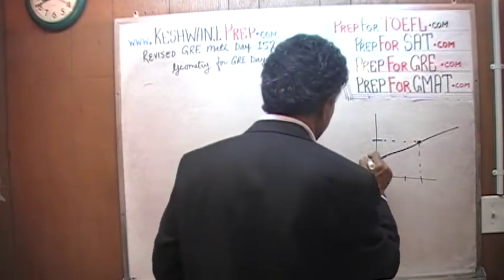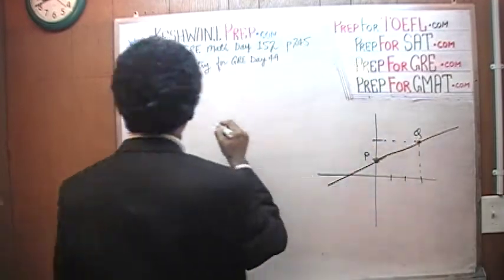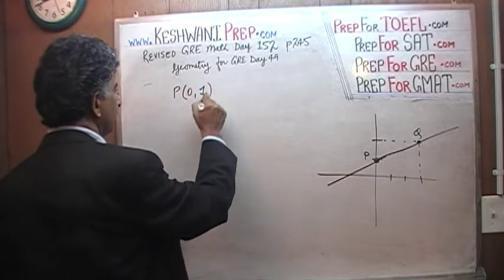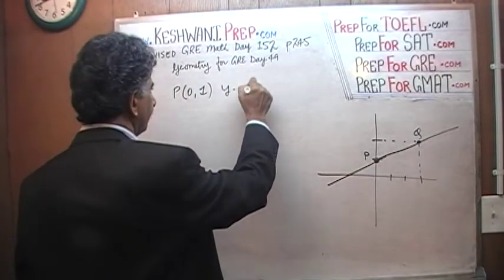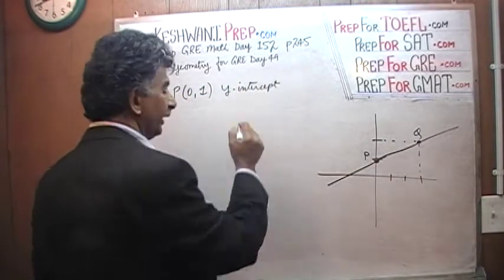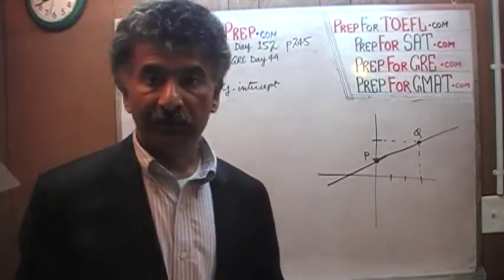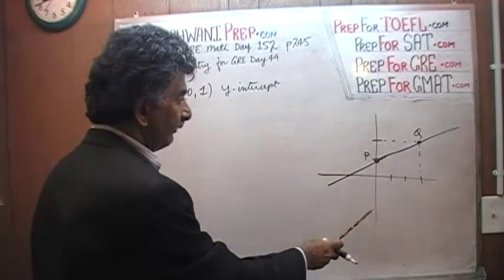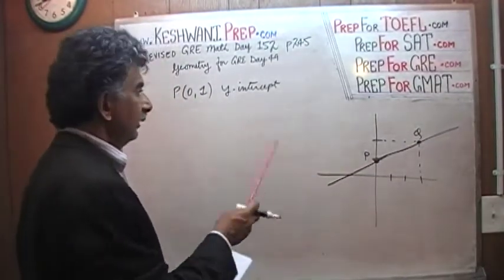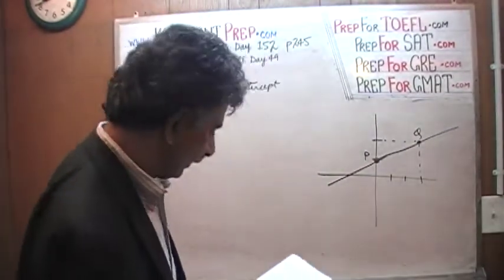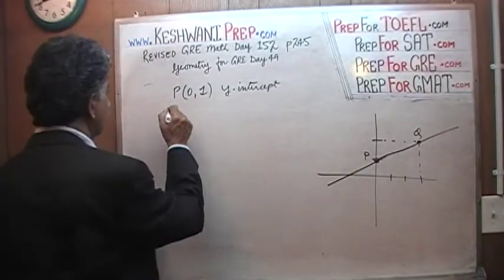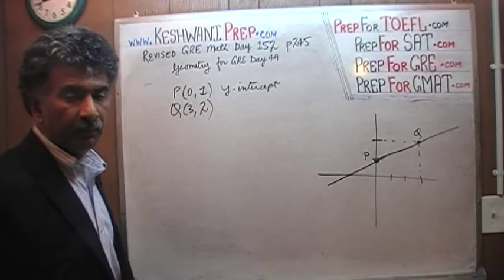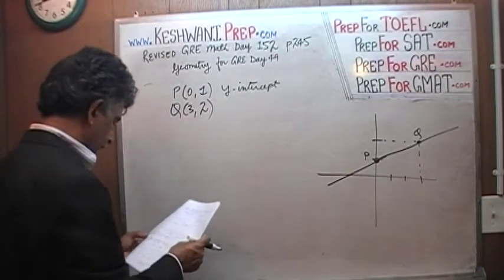Let's give these points names. I'm going to call them P and Q. So our P is (0, 1), which is our y-intercept. They tell you that it has a y-intercept of 1, which is just as well as saying that the line cuts the y-axis at point (0, 1), same thing. And it goes through Q, which is (3, 2). So that's it, we have the 2 points, we can figure out the equation of the line. Let's first find the slope.